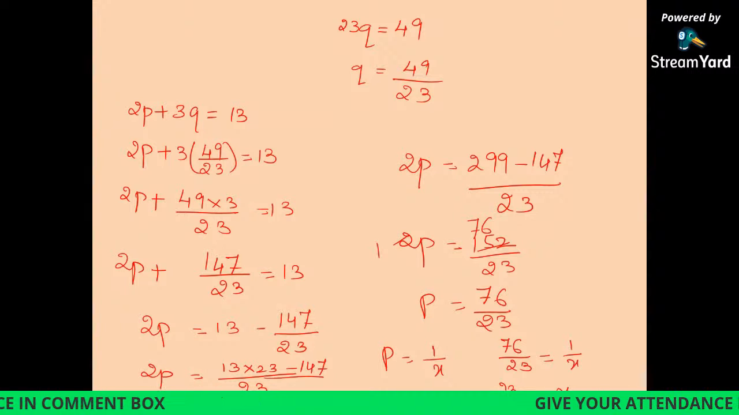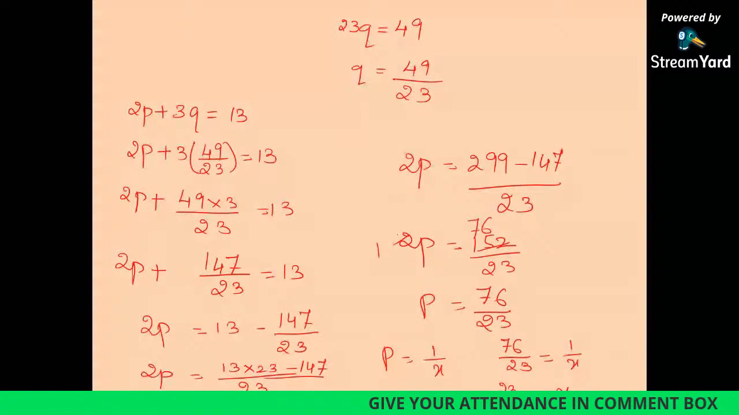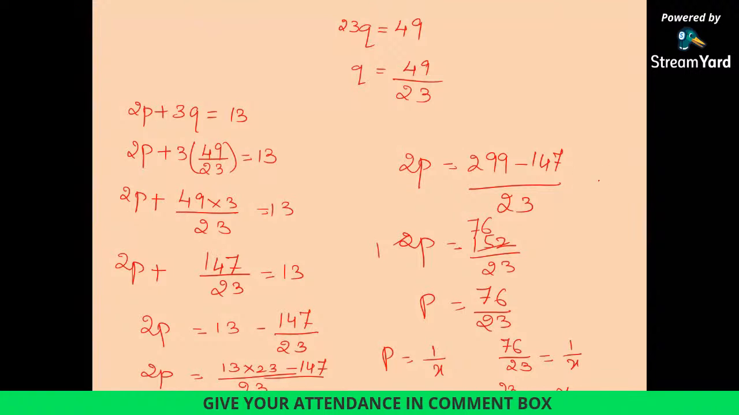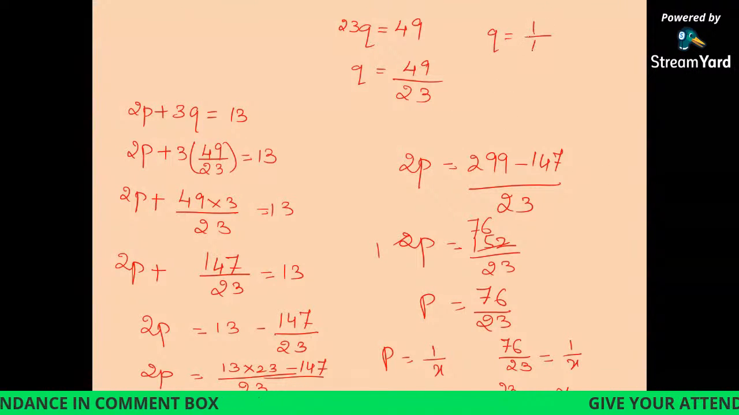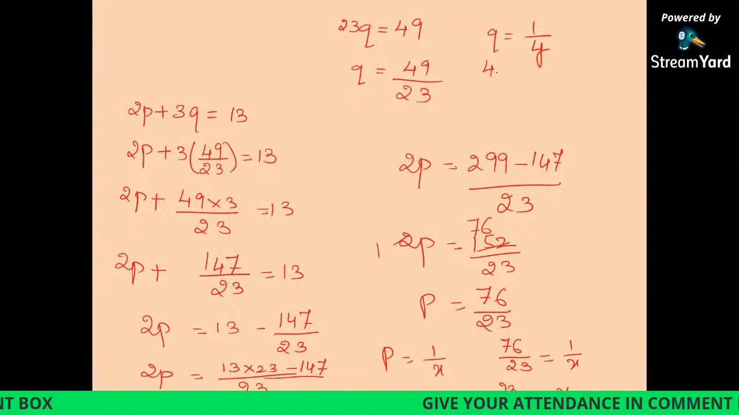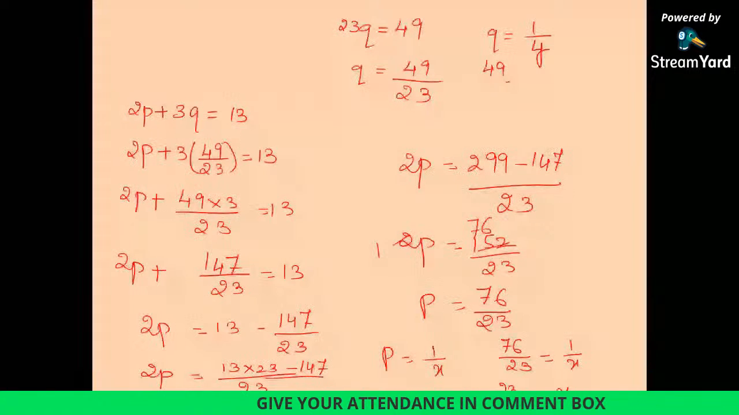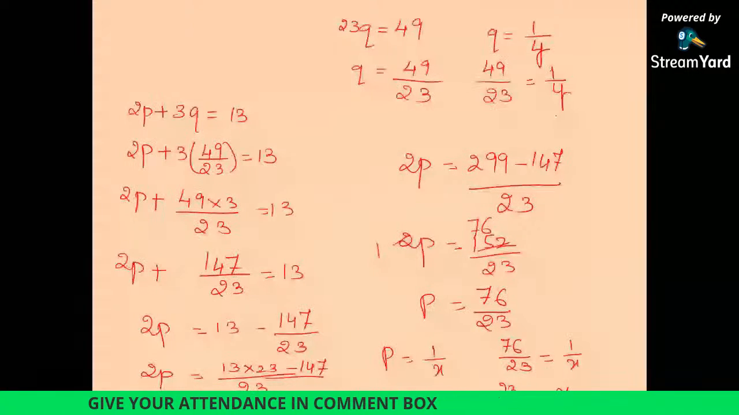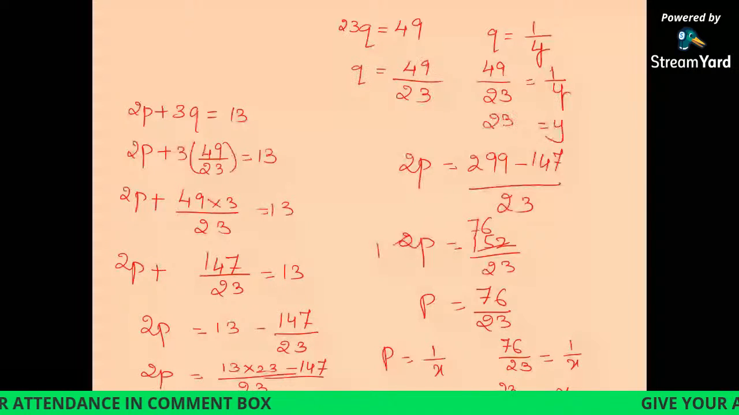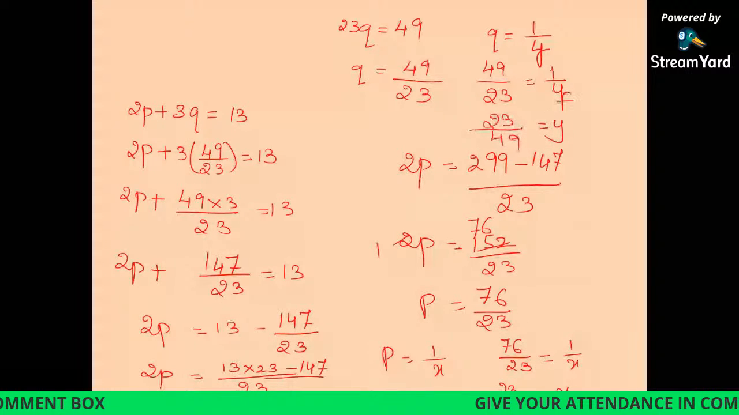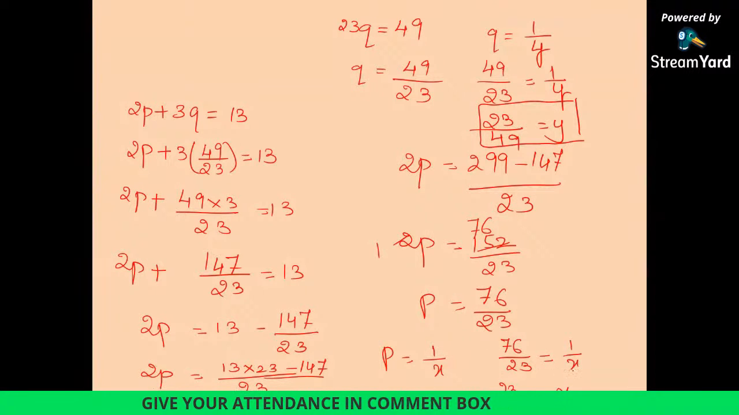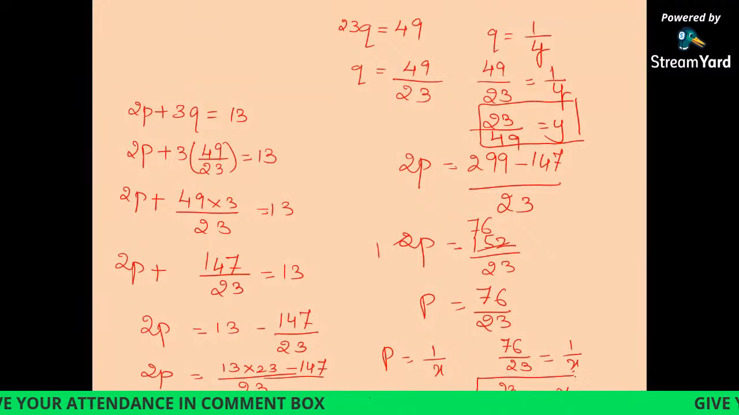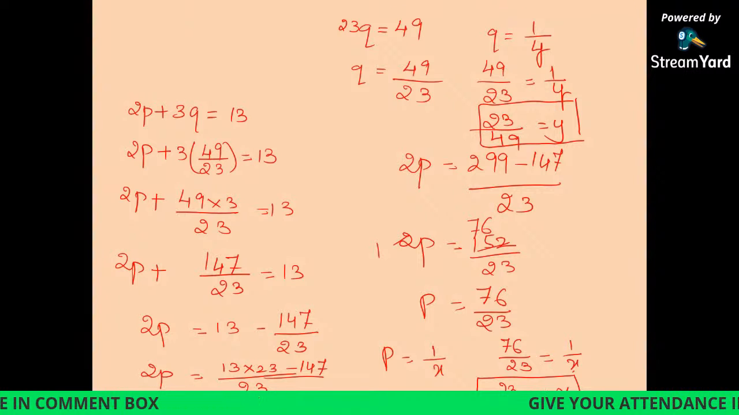Similarly, you can go for the value of y here. As we know, q is equal to 1 by y according to our assumption. Just substitute 49 by 23 is equal to 1 by y. To get the value of y, take the reciprocal, you will get 23 by 49. This is one value. This one is the second value, isn't it?